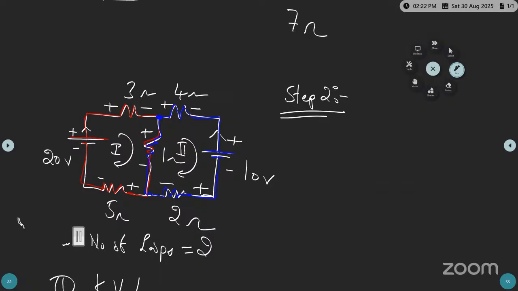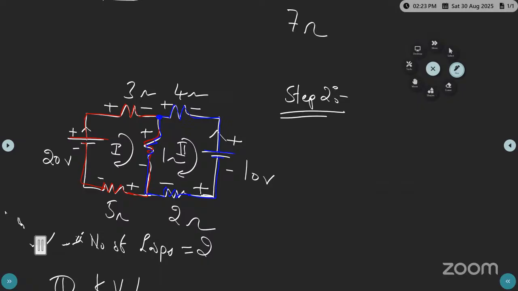Voltage source already available, no need to assign again. For the 1 ohm also, while traveling in loop 1, we assign. But in the second loop, no need to assign again. Now the assigning of plus and minus symbol is over for all elements. For every element in the circuit, we assigned plus and minus symbol. This is the second step.